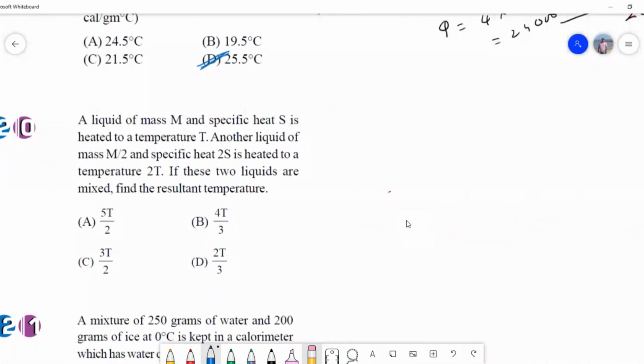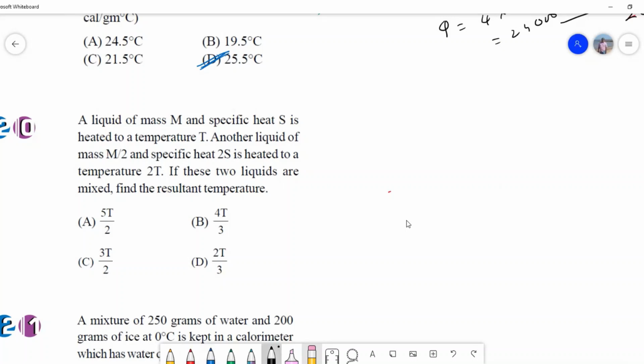Now let's move on to problem number 20. It's a very simple problem. A liquid of mass m and specific heat S is heated to a temperature T. Another liquid of mass m/2 and specific heat 2S is heated to a temperature 2T. If these two liquids are mixed, find the resultant temperature.